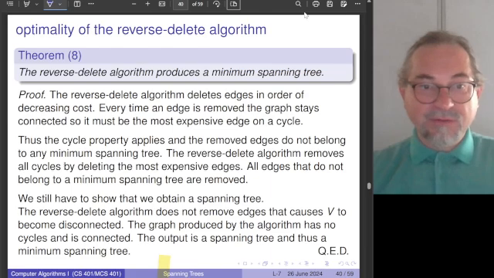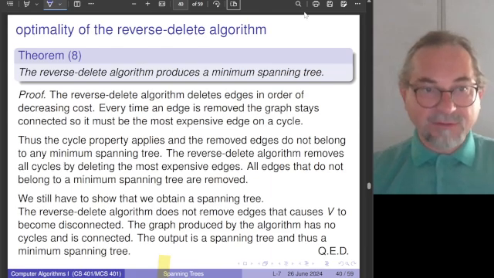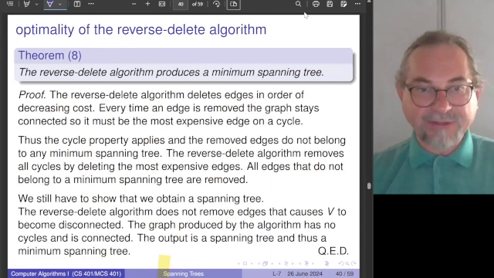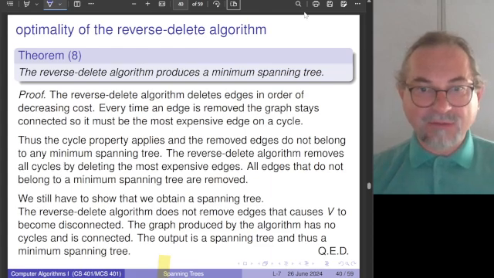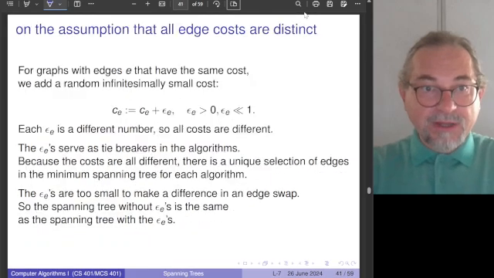Okay, so we have thus removed all the expensive edges and we obtained a tree. So it has no cycles, it's connected, it is a tree. So this proves the optimality of the reverse delete algorithm. Okay, I hope that this was not too confusing.